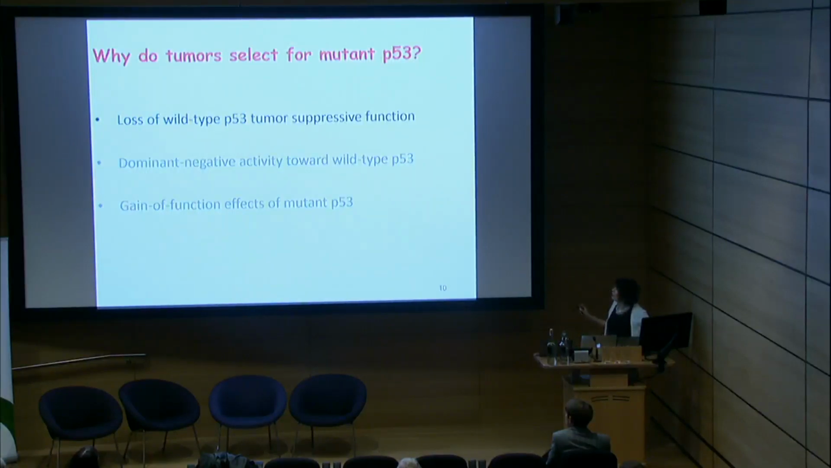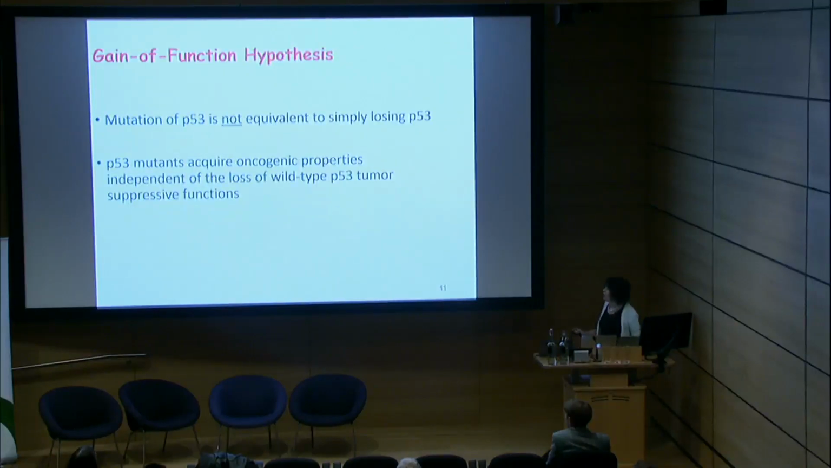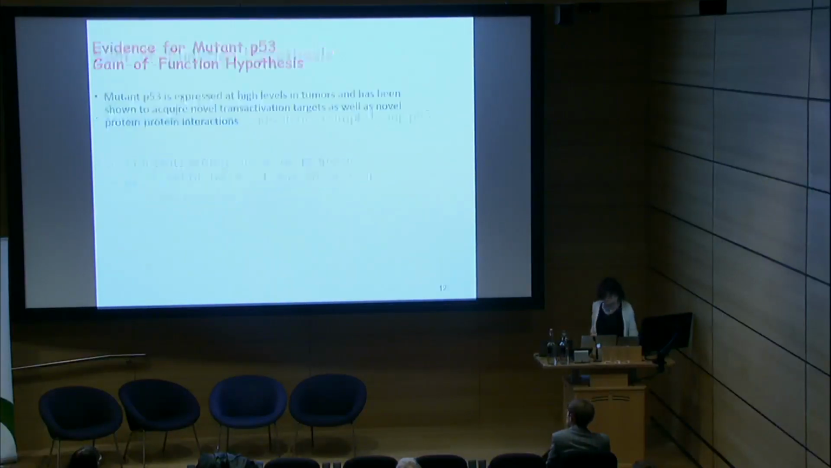Why do tumors select for mutant P53? Loss of the wild type protein, the dominant negative activity towards the wild type P53, and then gain of function effects. The idea of gain of function is that mutation of P53 is not equivalent to simply losing it. These actually acquire oncogenic properties, and here's some evidence for it.